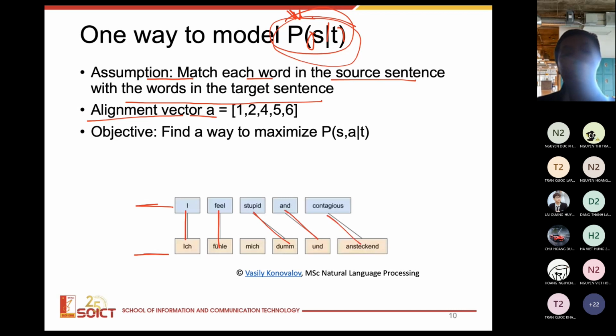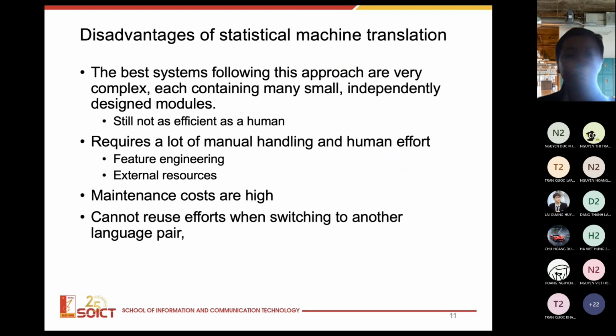So actually, by having that alignment vector, we can model the probability to be the probability of having the source sentence and the specific alignment if we know the target sentence, right? So this is one way of modeling the probability for statistical machine translation. Okay.